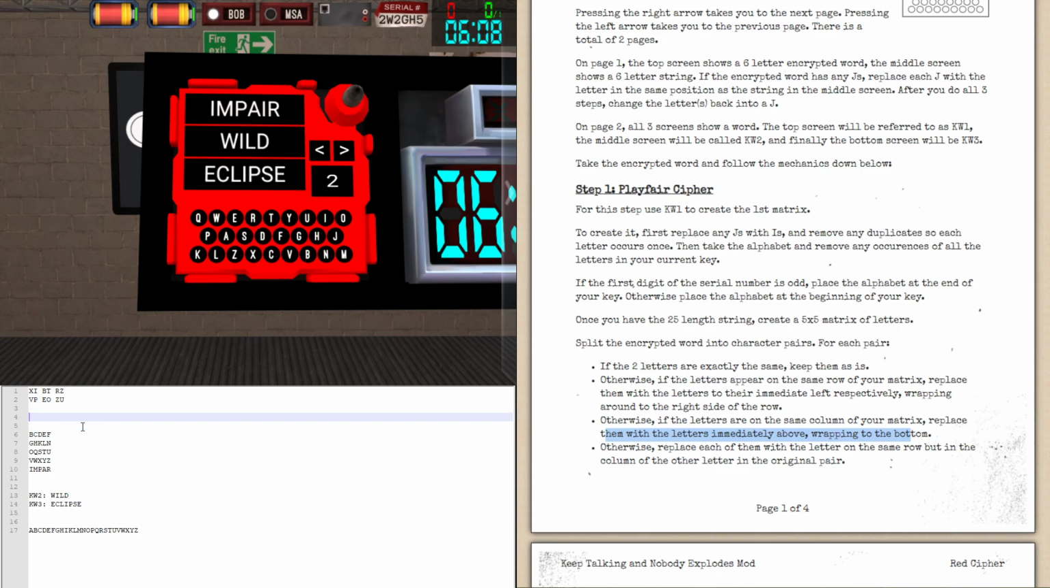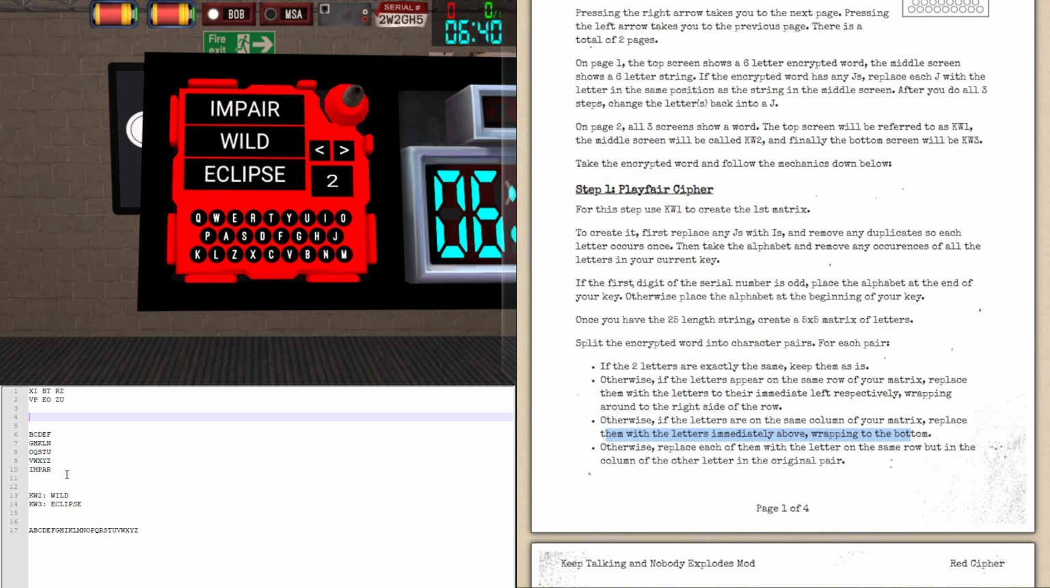Now, just to take care of some other examples, such as if they were in the same row, such as, I'll take O and S, okay? If we had the pairs of O and S, they're obviously in the same row here in our matrix. And for that, we're going to go to the letters immediately to the left, wrapping around to the right side of the row. So this O would get replaced with a U. And this S gets replaced with a Q.